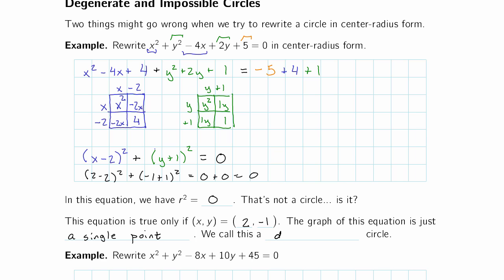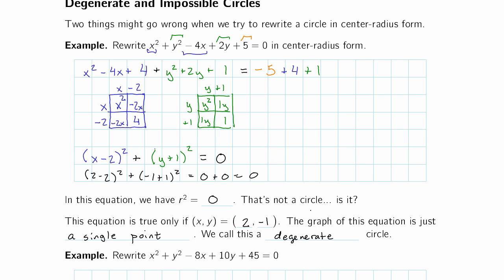We call this a degenerate circle. If you'll recall, we talked about degenerate triangles, where it was really just a line segment with a point on it. A quote-unquote circle with radius 0 does some of the things that circles do, but it's really just a point. You wouldn't call it a circle if you met it in the wild. So there is a solution to this equation. This equation means something, but you probably wouldn't call it a circle.